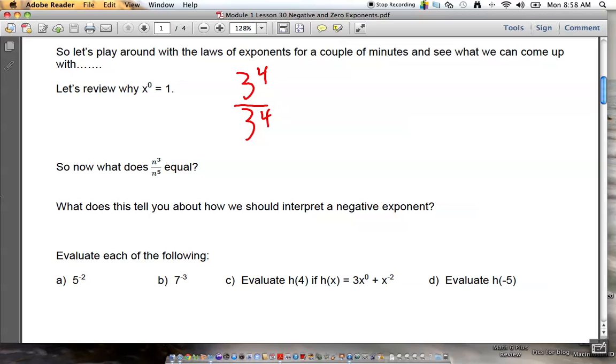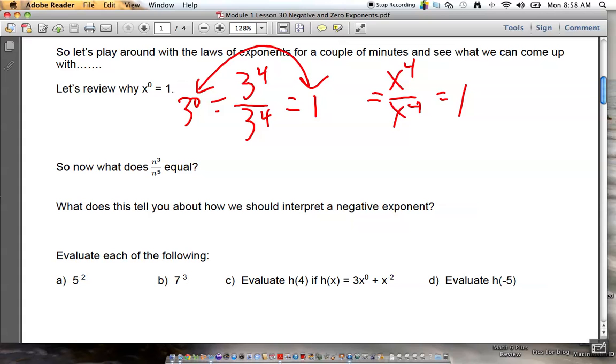Over 3 to the 4. Now, what is anything divided by itself? Always equal to 1. And if I subtract exponents, which is the rule here, I get 3 to the 0. So, 3 to the 0 is 1. And the fact is, if I started with x to the 4th over x to the 4th and applied the same rule, anything divided by itself is 1. And if I subtract exponents, I get 0. So therefore, anything to the 0 power is 1. Okay? So that's a little reminder about why x to the 0 is 1.